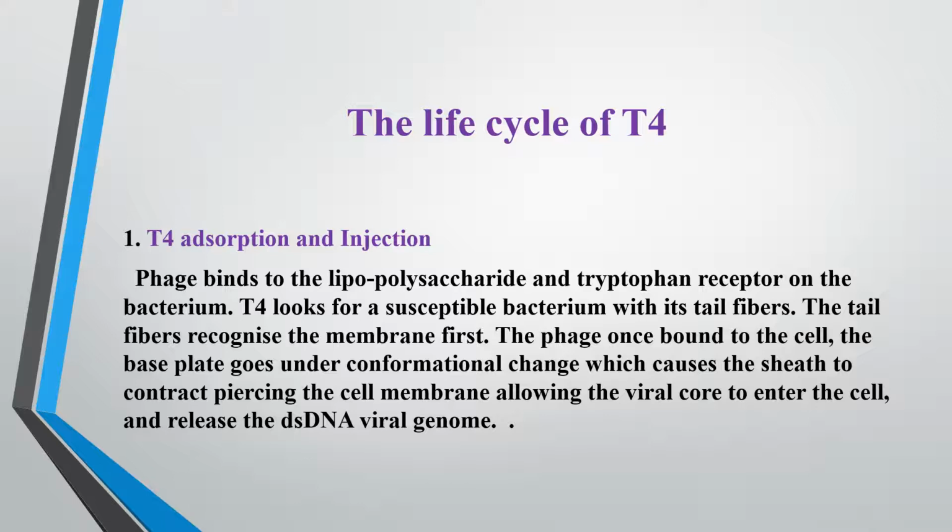The phage binds to the lipopolysaccharide and tryptophan receptor on the bacterium. T4 looks for the susceptible bacterium with tail fibers. The tail fibers recognize the membrane first. Then when they are bound to the cell, the base plate undergoes conformational changes which cause the sheath to contract, piercing the cell membrane, which allows the viral core to enter the cell and release the double-stranded DNA viral genome.